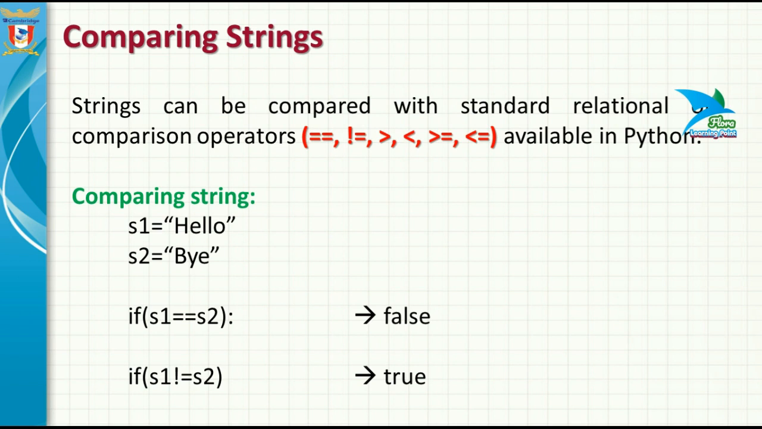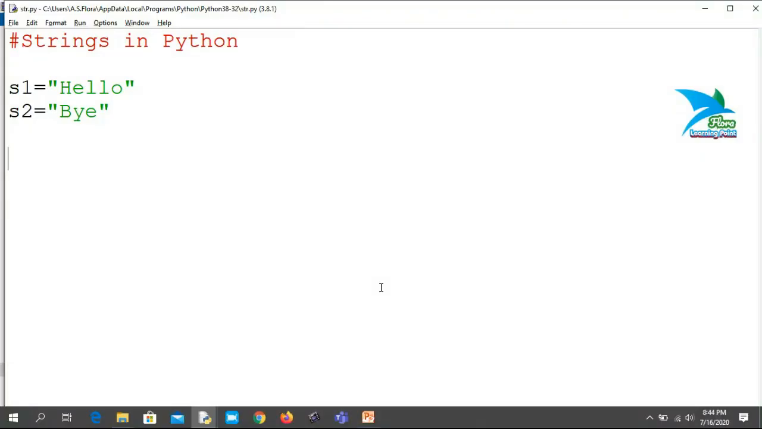Next we will discuss how to compare strings in Python. Strings can be compared with the standard relational operators: equal, not equal, greater than, less than, greater than or equal to, less than or equal to. Let's suppose we have two strings, we can compare them by using the equal operator or not equal operator, and we can also make use of greater than and less than.